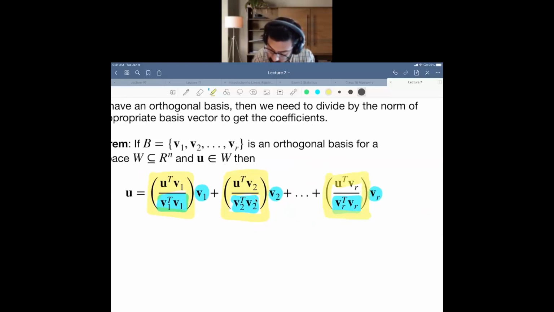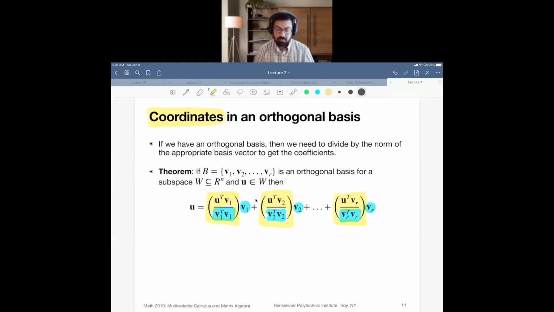How much V1, how much V2, how much VR, right? All of them. Questions here. How do you find the coordinates of an orthonormal basis? And how do you find the coordinates of an orthogonal basis?